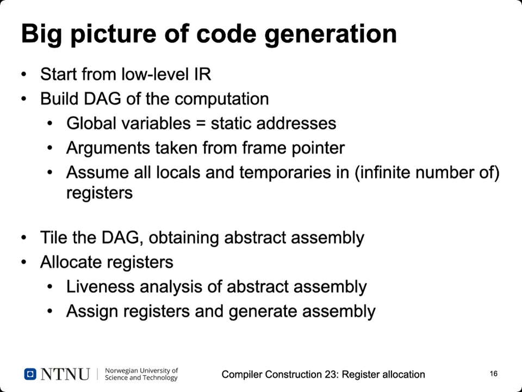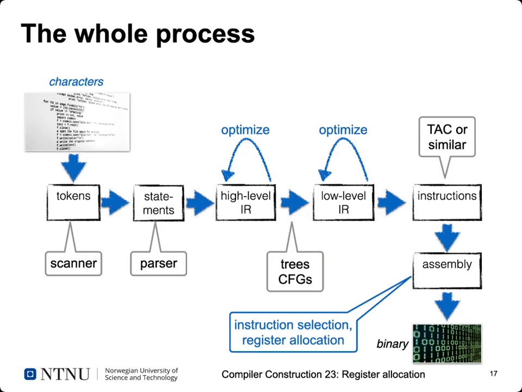And finally, then for real assembly code generation, we would allocate registers by performing a liveness analysis of this abstract assembly code, and then finally perform our register assignment and generate the final assembly code that can actually be executed or assembled and then executed on a real processor. So this is our whole compiler process again, and we were mostly concerned with the right-hand part here. So instruction selection and register allocation are very important parts of generating our backend here.